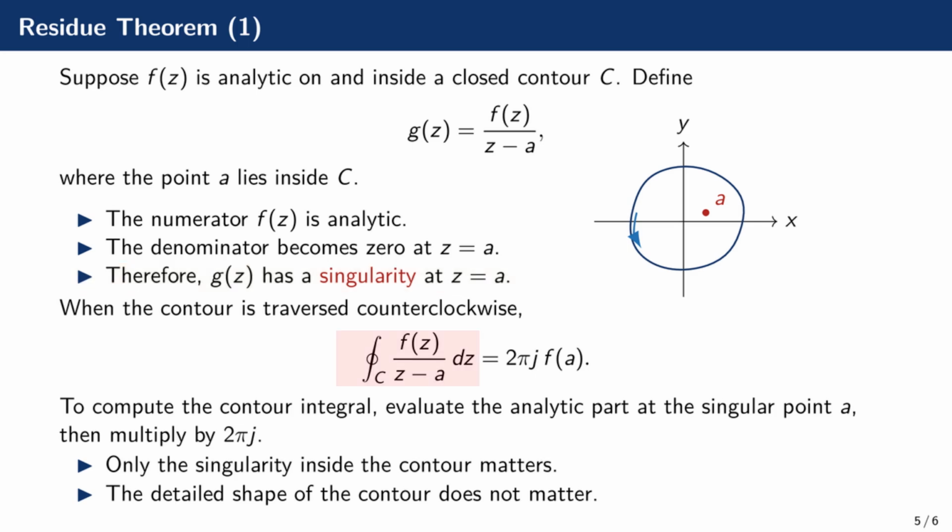Now we evaluate the contour integral of g of z along C. The direction is counterclockwise. The result is 2 pi j times f of a. So we take f of z, substitute z equals a, and multiply by 2 pi j. This is the residue theorem.